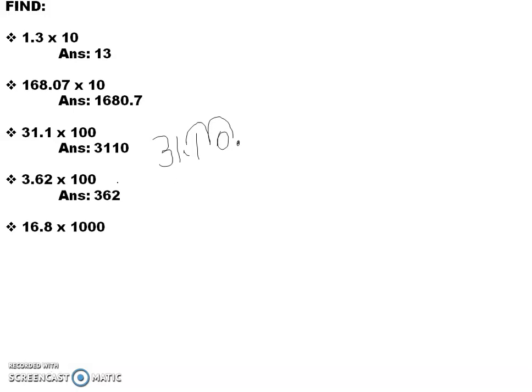16.8 into 1000. Here also you will have the same confusion. 16.8 into 1000. How many zeros are there? 1, 2, 3 zeros are there. So you are going to shift 3 places to the right. What will happen? 1, 2, 3 and the decimal point will be here. No number, so what will you do? You will write zeros there. So the answer is 16,800.